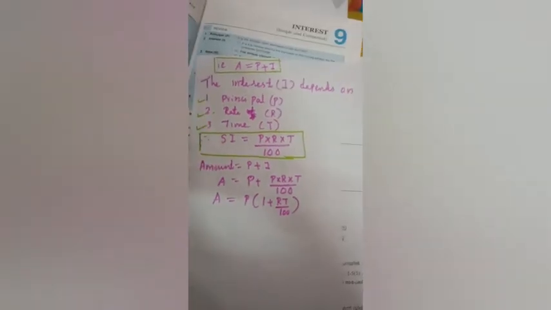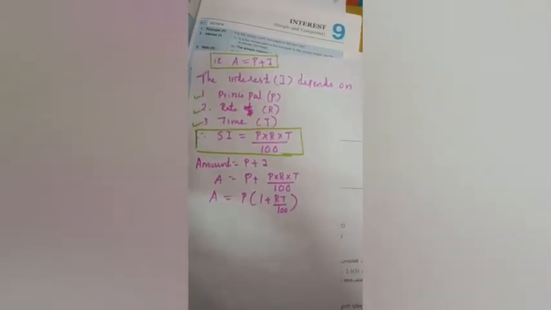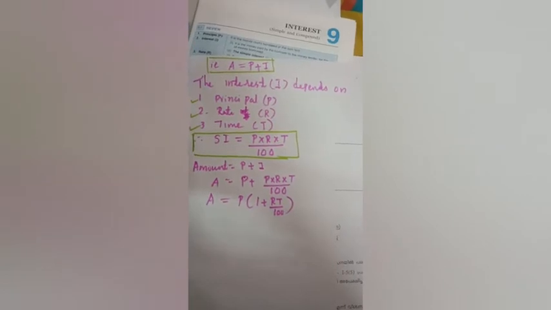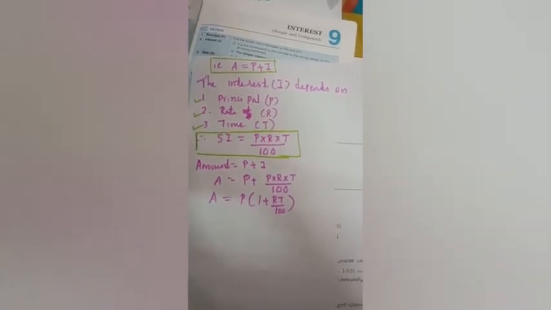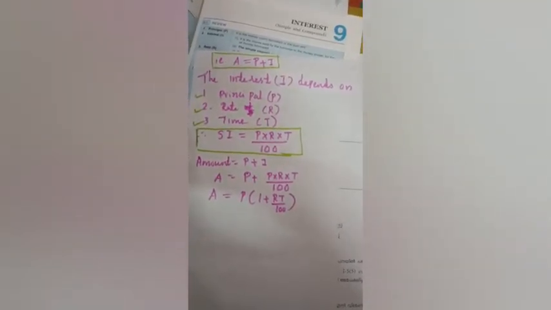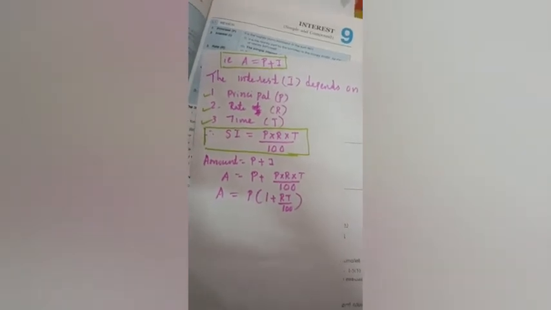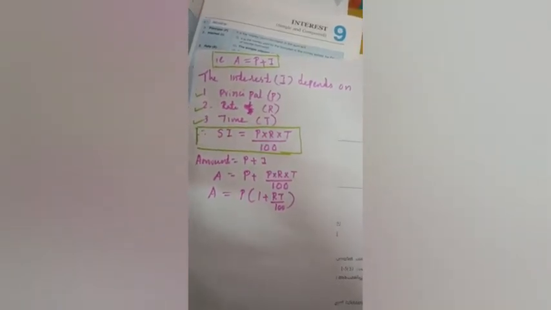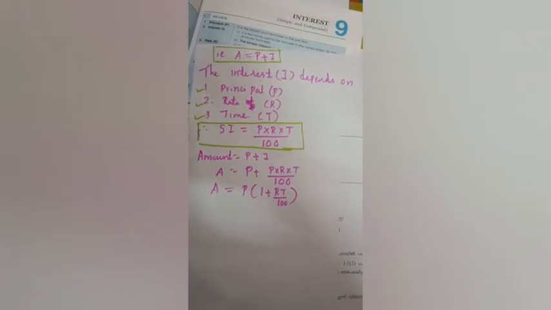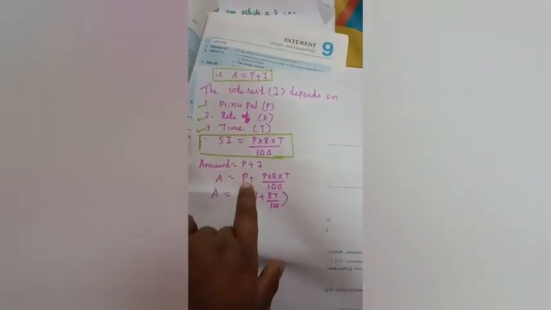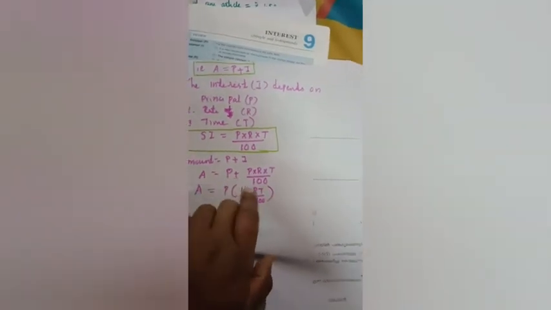This is a very important formula, you have to learn it by heart. SI is equal to PRT by 100, that is P into R into T by 100. Now amount, as I already told you, is P plus I, principal plus interest, and in the place of interest, we substitute the formula.